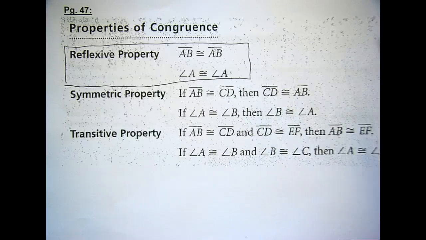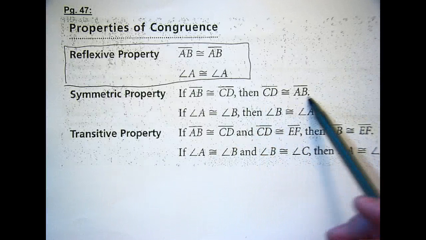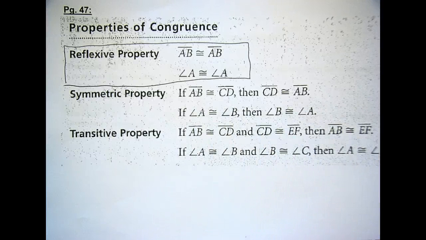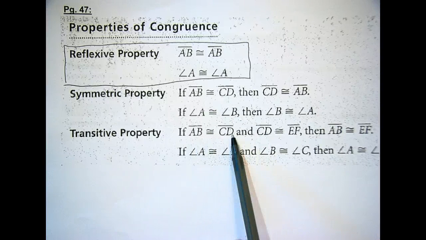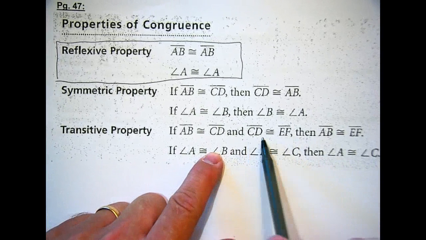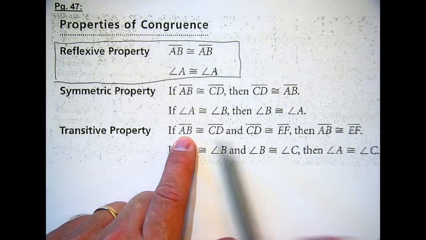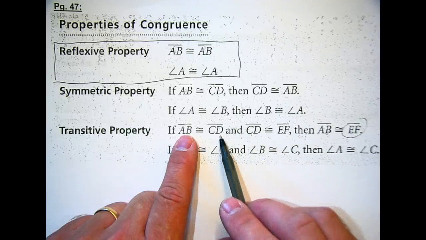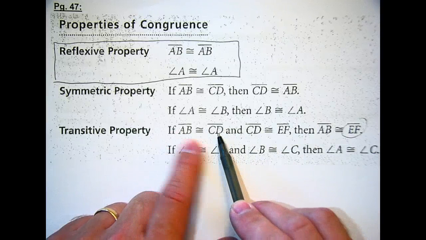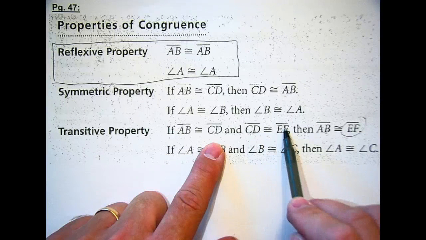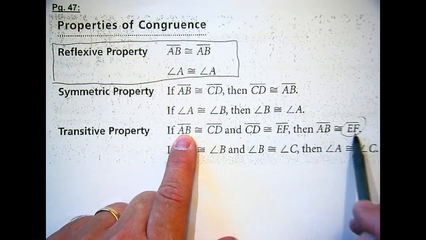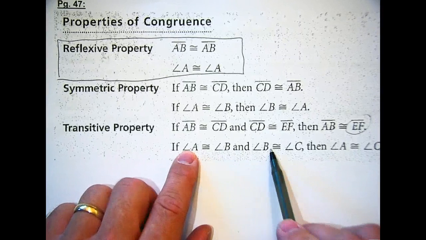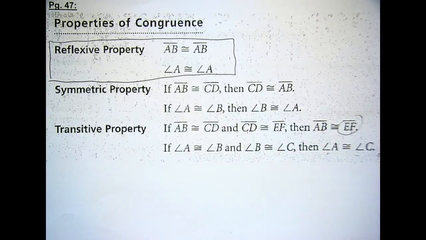Symmetric property, if AB equals CD or is congruent to CD, then CD is congruent to AB. Notice they just switched them around. If angle A is congruent to B, then B is congruent to A. Transitive, if AB is congruent to CD and CD is congruent to EF, then AB also has to be congruent to EF. Okay, it's kind of like a substitution thing here, right? If we know this is congruent to that, and that equals EF, then this has to equal EF as well. And that's what you're doing here. If A is congruent to B, B is congruent to C, then A has to be congruent to C.